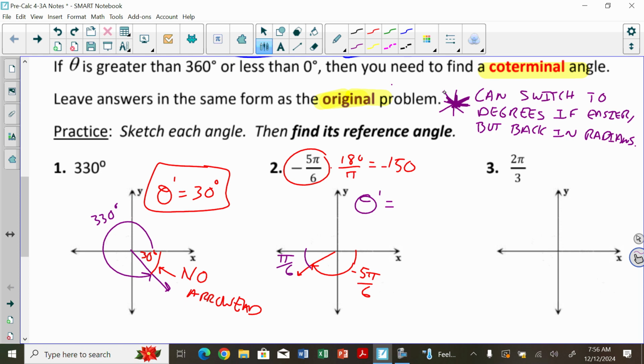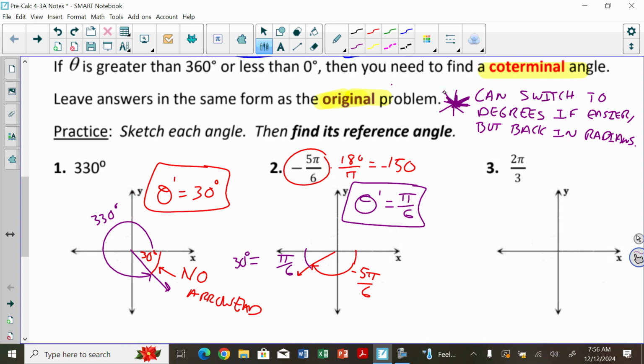Otherwise, you're going to have to do the math, and it might help to do the math in degrees first, and then go back if you wanted to. For example, if we did the math on this one, then you would get 30 degrees, right? 180 minus 150 would be 30 degrees. And then I could convert that into pi over 6 if I needed to.